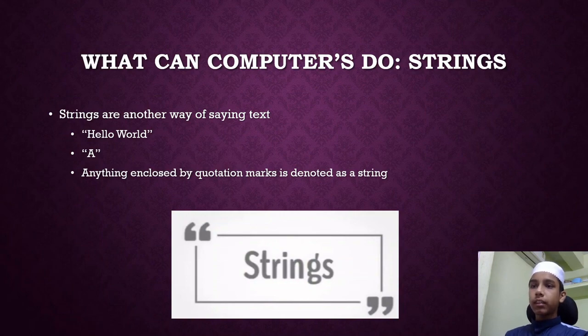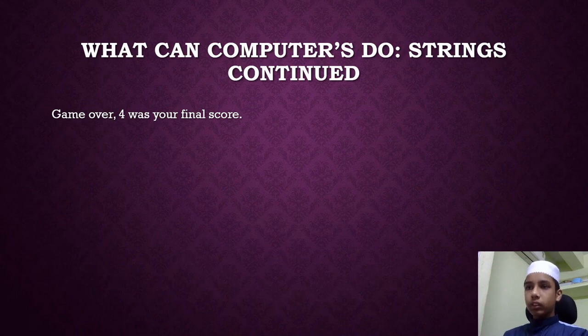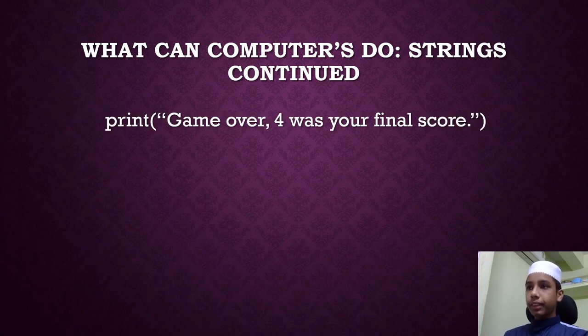Strings. What are strings? Strings are another way of saying text. Whatever it is, anything enclosed by quotation marks is denoted as a string, whether it's a number, a symbol, any text, any character. Okay, if it is enclosed by quotation marks it is known as a string. So we will take an example. We are giving like this, game over, 4 was your final score. We are giving this in quotation marks, so it's known as a string.